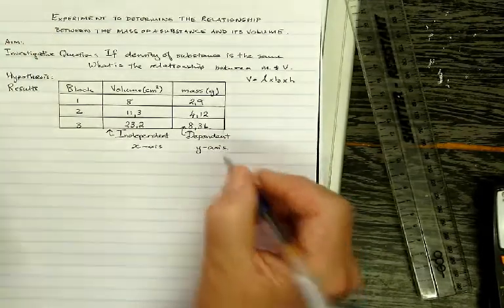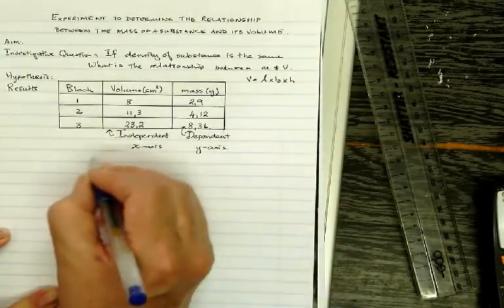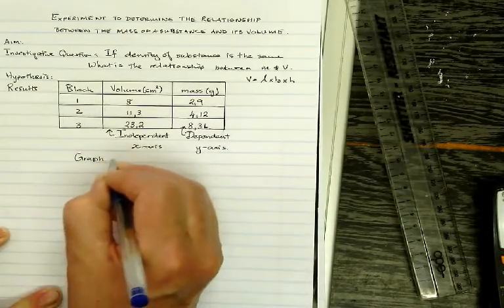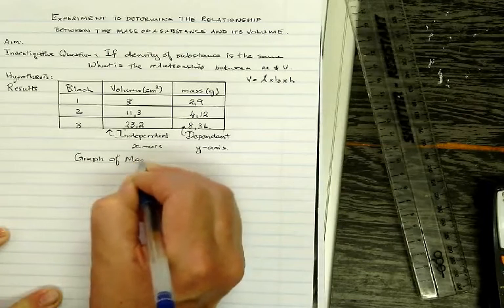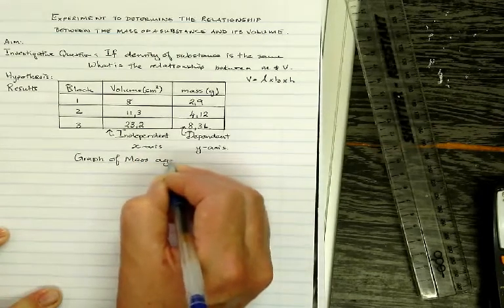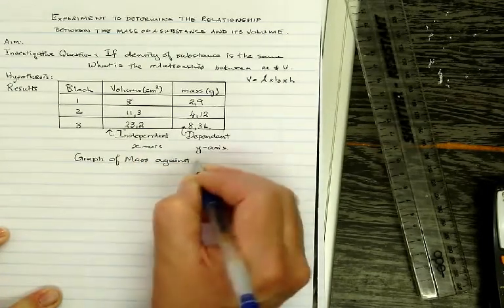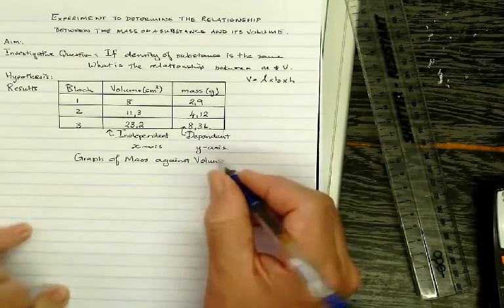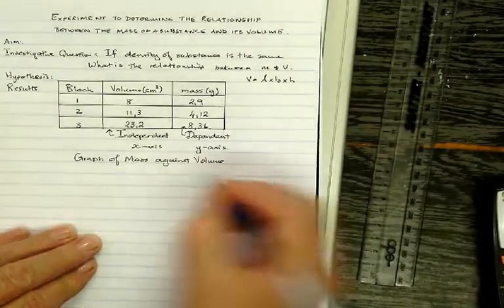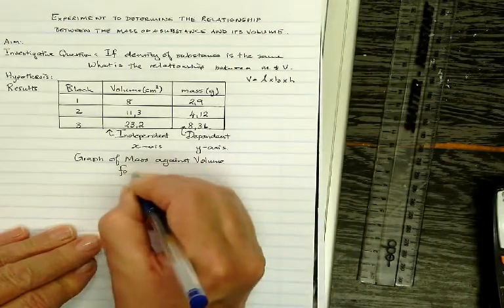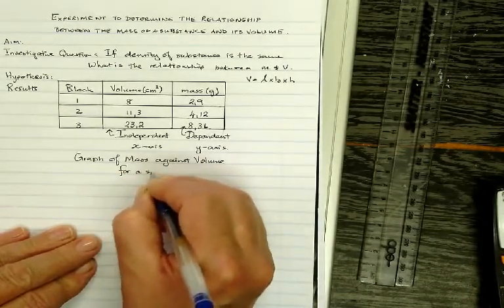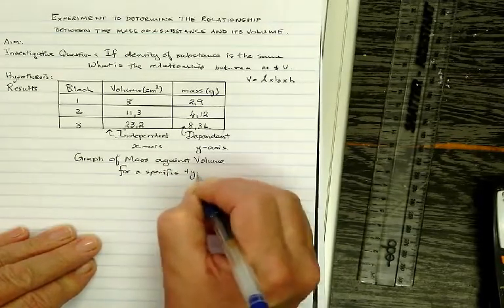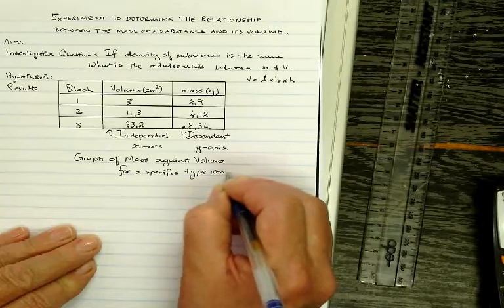So our graph's title would be: graph of mass against volume for a specific type of wood. Okay.